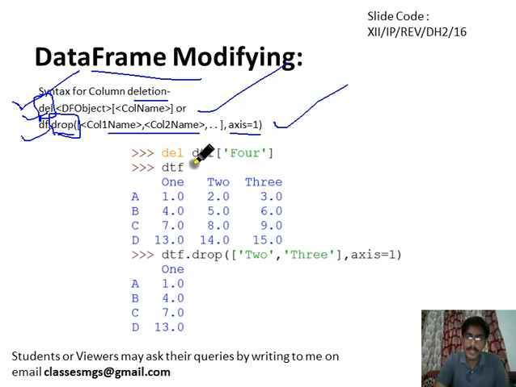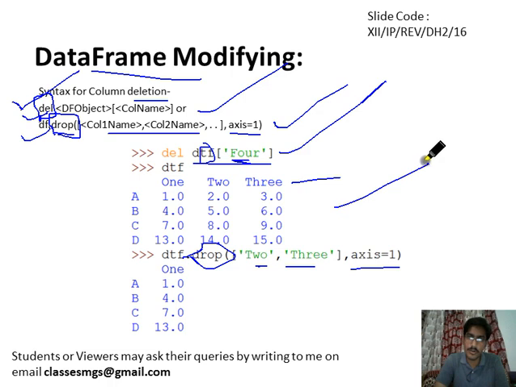If you want to delete the 4th column, in the previous example you will write del, the data frame name, and then the name of the column. It will delete the 4th column from this particular data frame. If you want to delete the 2nd and 3rd columns from the data frame, drop by default deletes the rows, but if you pass axis equals 1, then it will delete the columns. So the 2nd and 3rd columns will be deleted, only 1 is remaining.